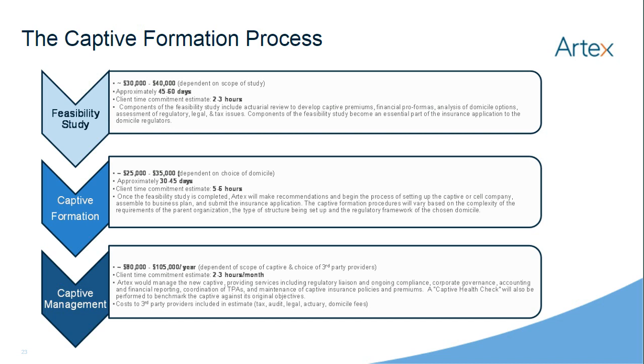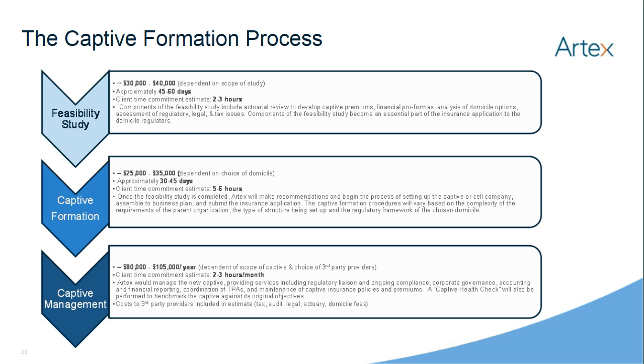There's also a qualitative portion to that, which is understanding everything from the captive domicile, where you want to be, to how the structure is set up, the corporate governance issues, capital required, collateral, regulatory and tax issues, all of those things that provide an analysis of every decision-making point that you need to consider in order to feel comfortable moving forward with that. The cost of that can run from $30,000 to $40,000, depending on the scope of the study, the more lines of coverage, the more complex it is, obviously, and the cost of actuarial that's there and inherent in that.